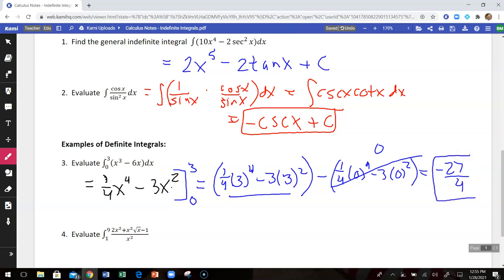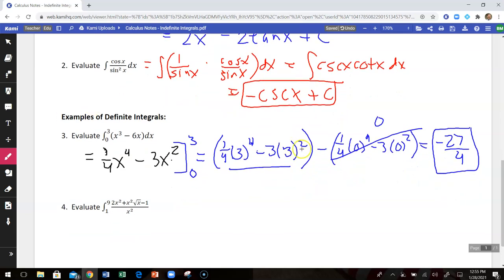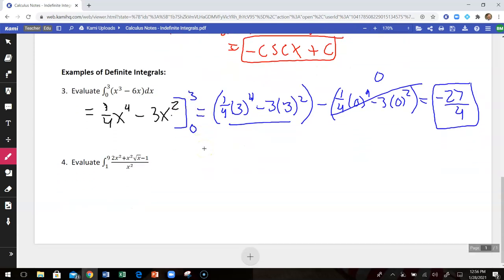Obviously we have a few more steps there with a definite integral than an indefinite. Again, you don't have to put the plus c. I mentioned this in a previous video over the fundamental theorem of calculus, but I don't have to put plus c because those are just going to cancel each other out. But the main idea is, just like we do with an indefinite integral, we take the antiderivative and then we plug in our bounds and subtract.